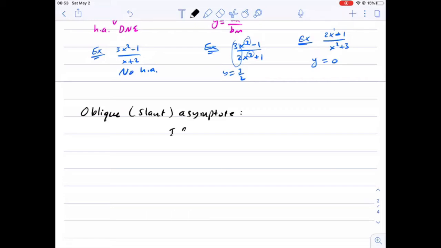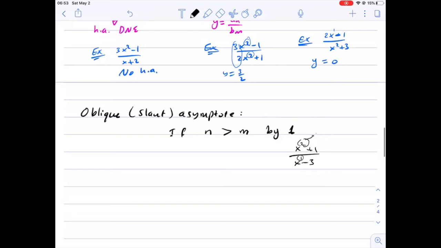If the degree of the numerator is greater than the degree of the denominator by 1, I mean, for example, the degree of the numerator is x squared, which is 2, like (x squared plus 1) over (x minus 3). The degree of the denominator is 1. So the degree of the numerator n is greater than the degree of the denominator m by 1. In this case, what should we do? We do the synthetic division.